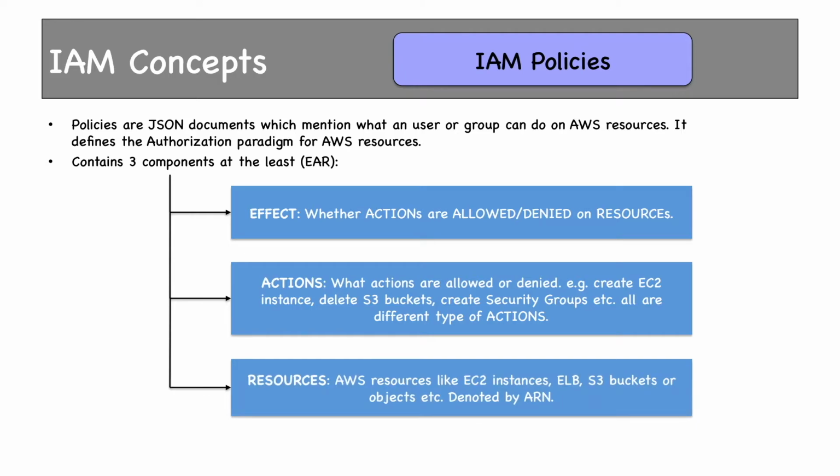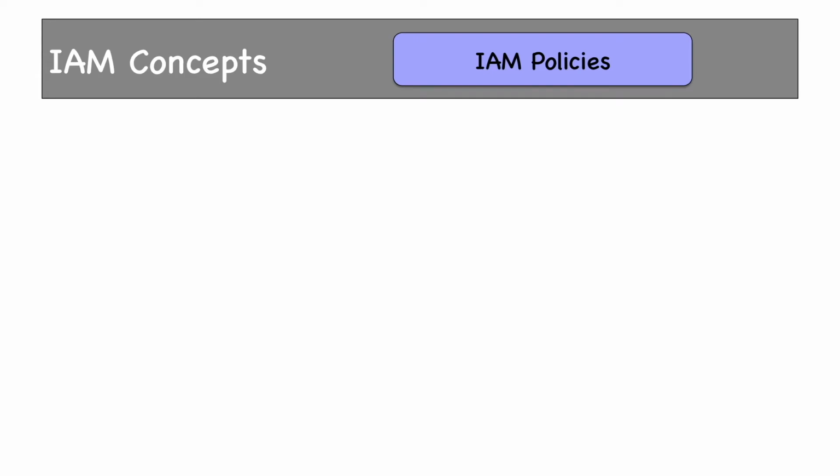Finally, resources. AWS resources like EC2 instances, ELB, S3 buckets, etc. are denoted by ARN. ARN is very important here. You should know how to represent an AWS resource using ARN. You put all these things together collectively in a policy. These policies are JSON documents which can be attached to users or groups to provide access to perform some actions on AWS resources. There are a few additional components in IAM policies too.